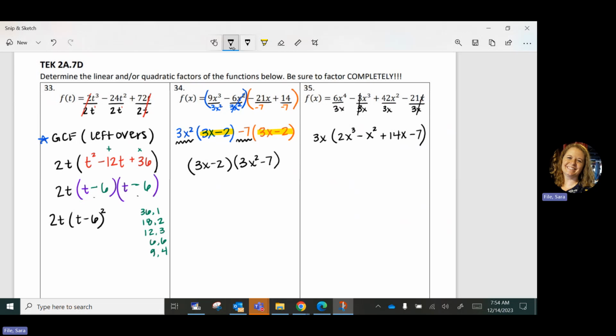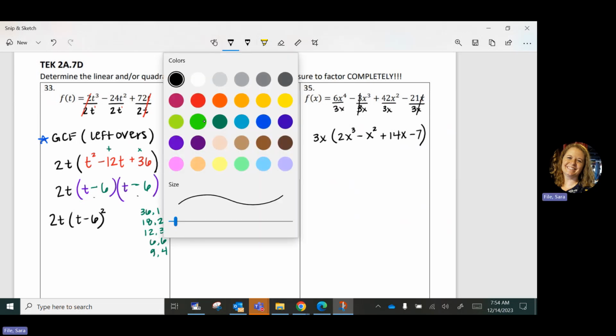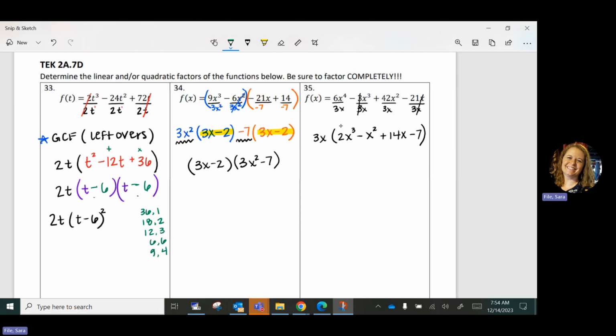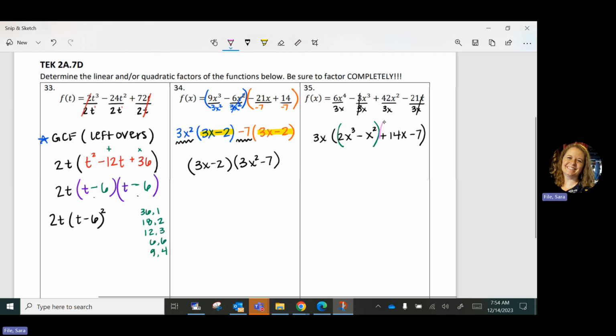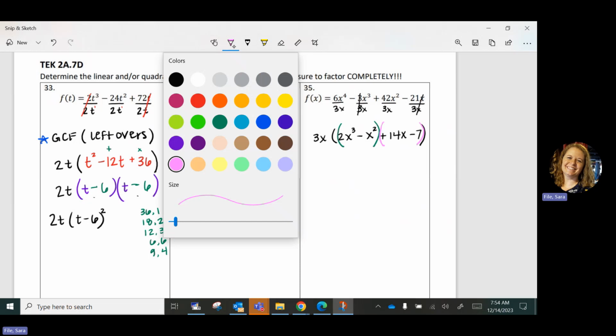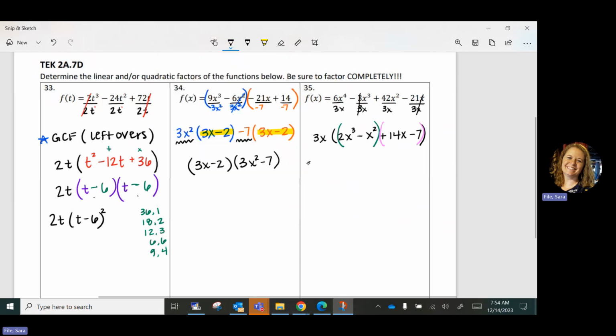Now I'm going to do grouping with what those 4 terms left are. So I've got the first group here, and second group here. That 3x isn't going anywhere. That 3x GCF is still there. I'm going to use brackets. You can use just bigger parentheses if you want, since we've got double parentheses going on here.